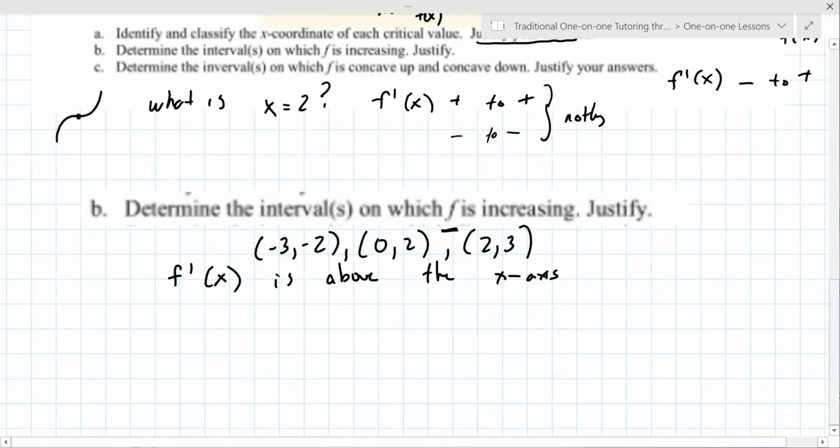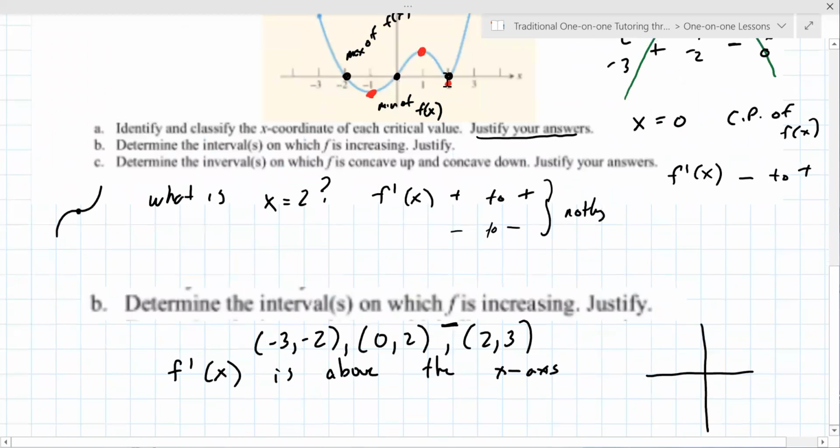Now you could maybe justify that at 2, it is neither increasing nor decreasing. So you might be able to get away with including it, but it's because it's not doing anything there. It's a horizontal tangent. It's this picture over here. So that's why it's not included.